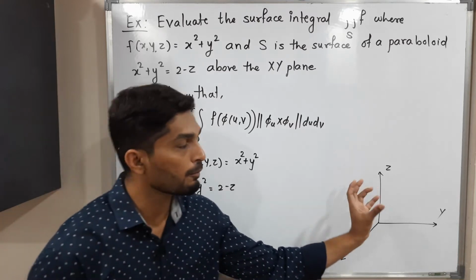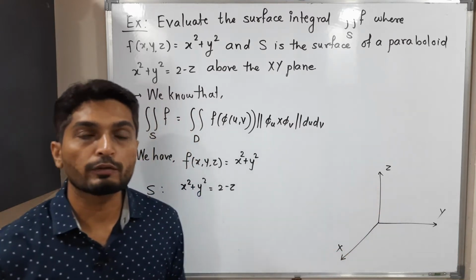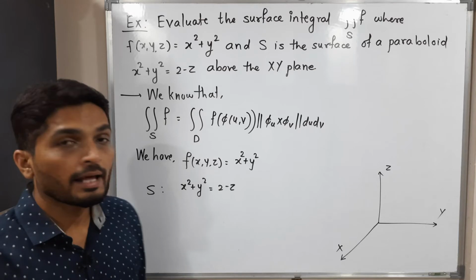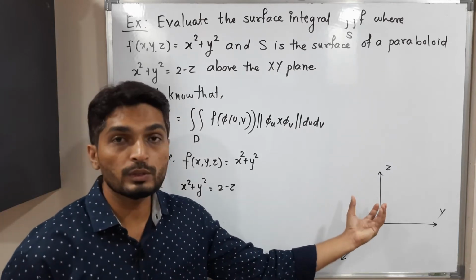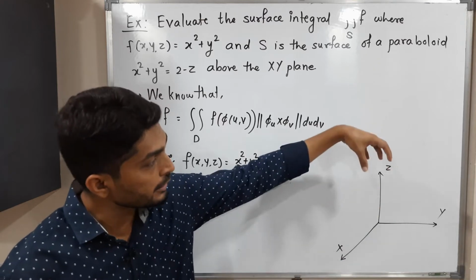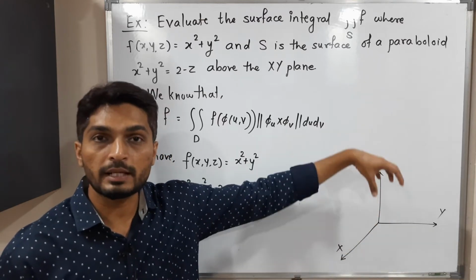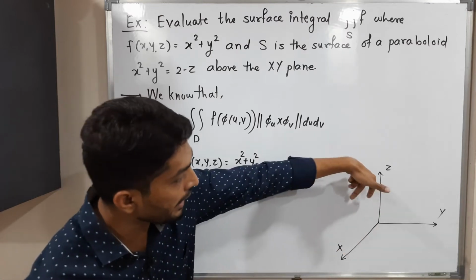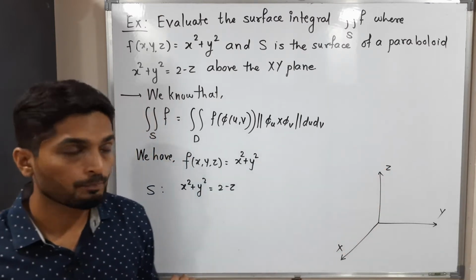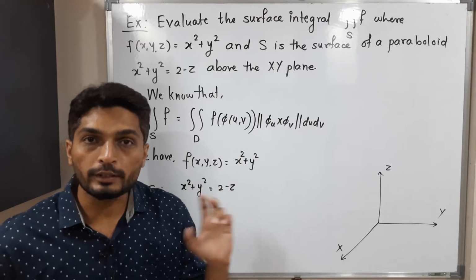So we have this type of paraboloid. Z has a minus sign. That means the paraboloid which is around this z axis is in the direction of the negative z axis. That means the paraboloid opens in the direction of the negative z axis. So we will have a paraboloid like this. We are interested to draw that paraboloid.